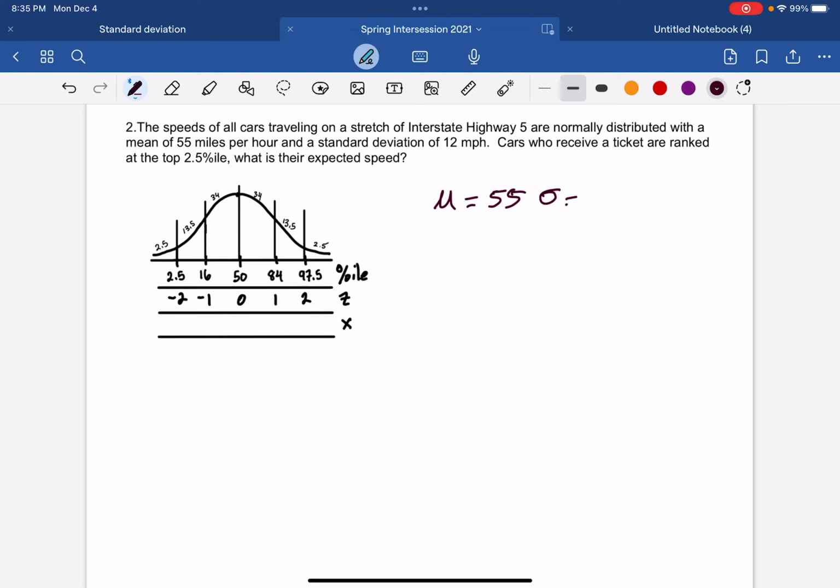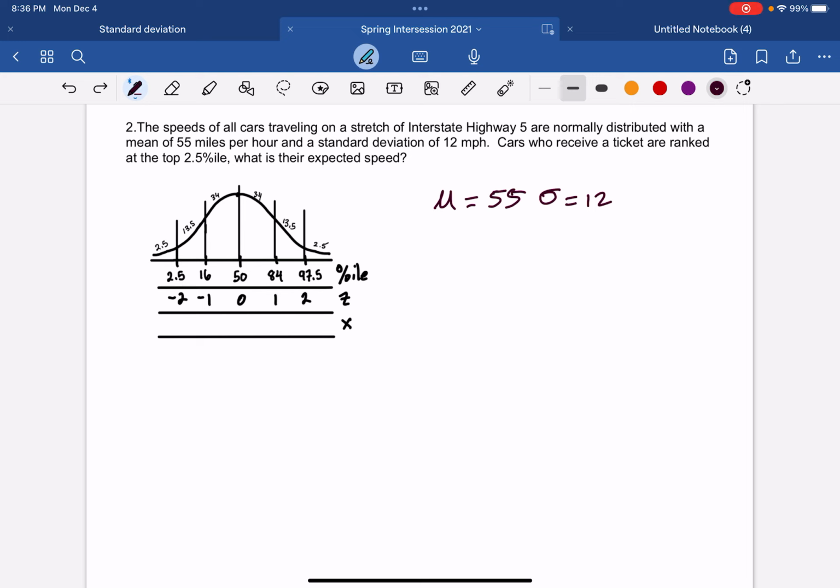55, standard deviation of 12. So what we're going to do is use our template here. A template has the percentiles on the bottom here, which match the z-scores, which all these problems have. And we also have each segment of the normal divided into pieces, so that we know what percent is shaded underneath.